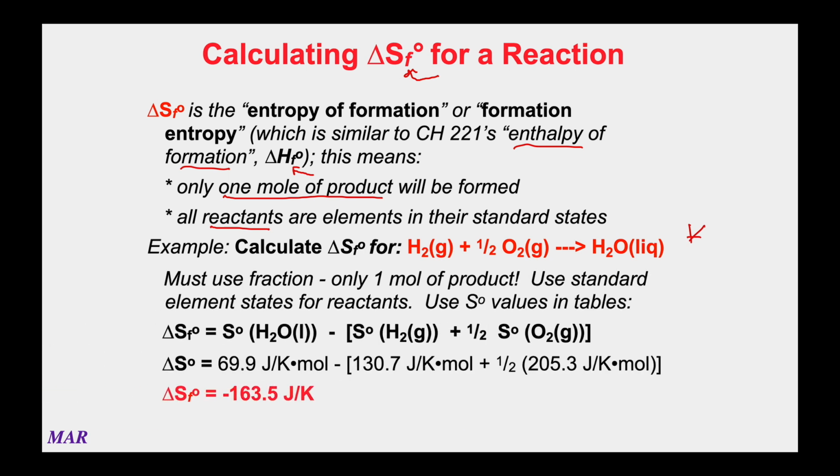We'll look up in the same tables that we did before. We'll take the products, which is 69.9, the water value, and we'll subtract the reactants, which is 1 hydrogen and half of an oxygen, and we end up with an entropy of formation, negative 163.5 joules per Kelvin. So this is how you find the entropy of formation.